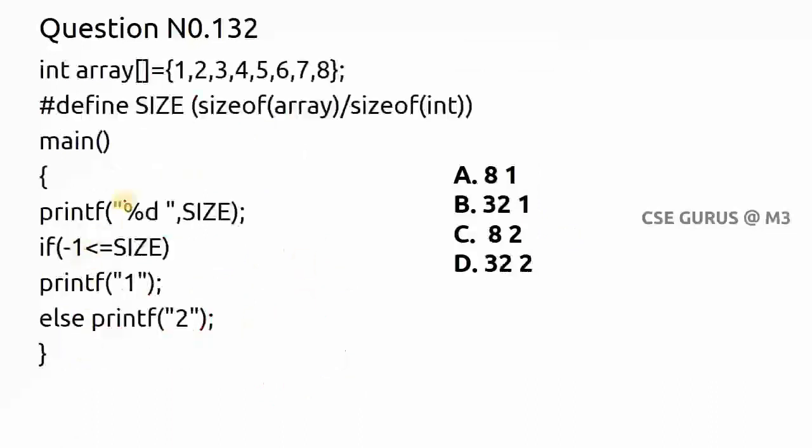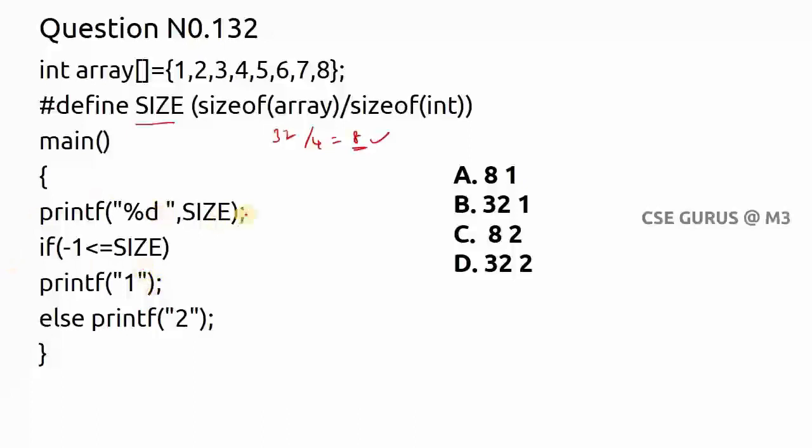So what about this one? Coming to question number 132. I have taken an int array with a total of 8 elements, and defined a macro, which is a preprocessor directive. I have taken SIZE, which is sizeof array by sizeof integer. What is the size of the array? Totally 8 elements and each element takes 4 bytes, that is totally 32. By sizeof integer, which is 4 bytes, so 32 by 4 is 8. The SIZE value is 8.